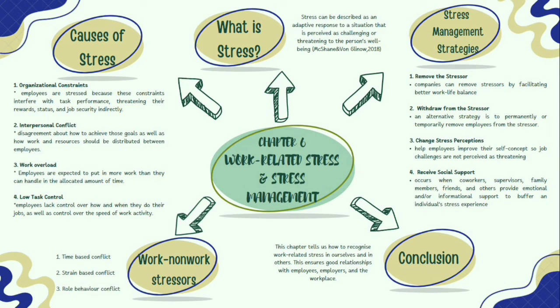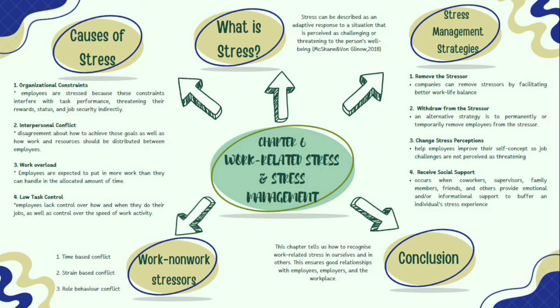Second is interpersonal conflict. In simple words, employees have a disagreement about how to achieve their organizational goals. They may compete with each other and unconsciously forget to work together. Because of that, it will hinder progress toward achieving their goals. Third is work overload. Work overload is a situation where employees are expected to put in more work than they can handle in the allocated amount of time. The impact is that it will consume more of employees' personal time to get the job done.